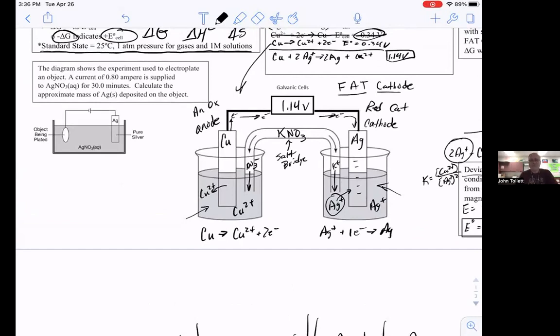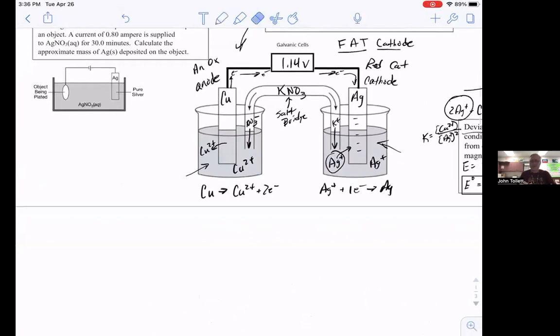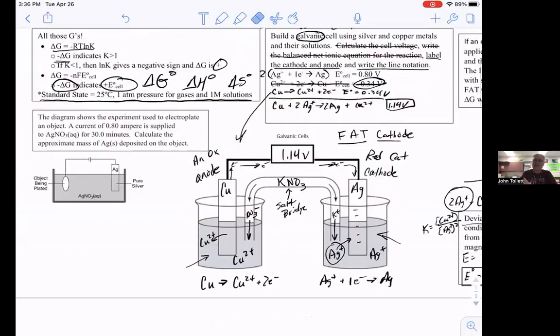So down here on the bottom, did I do everything? Oh, you know what I didn't do? Got it written down here for a different problem. But I didn't do my line notation. If I go up and check for the things that I forgot to do, I said label the cathode and anode, I did that.